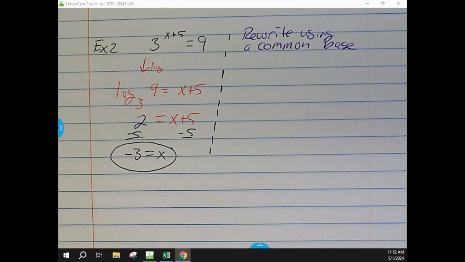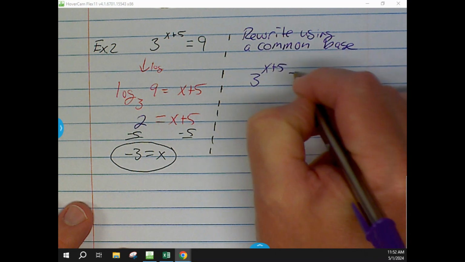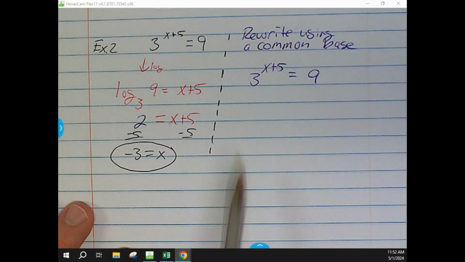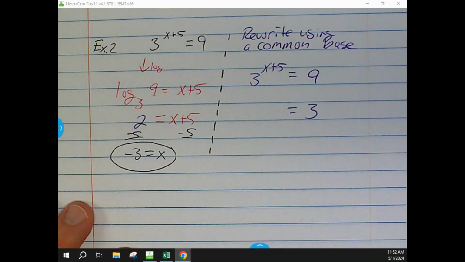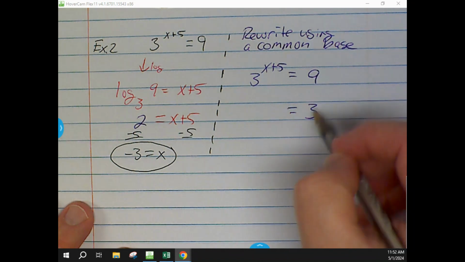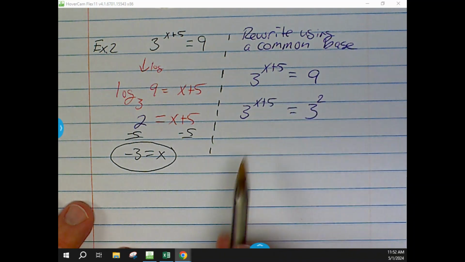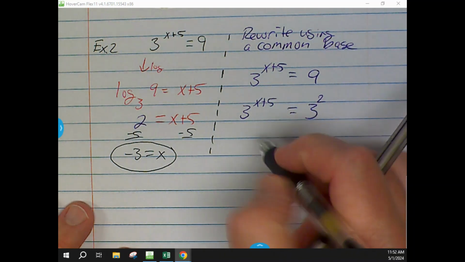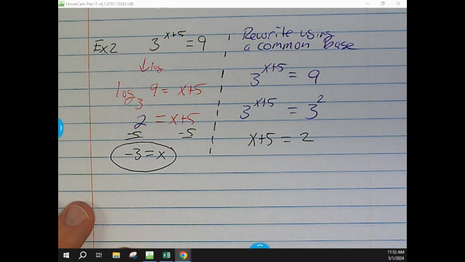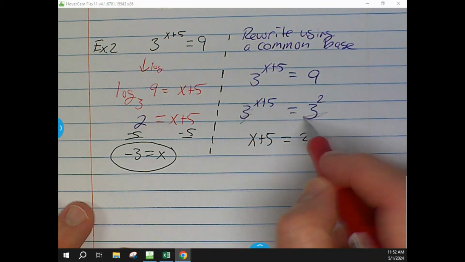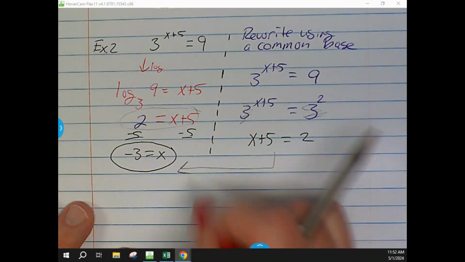But if they tell you to rewrite with a common base, here's basically what we're going to do. So we've got 3 to the x plus 5 equals 9. So again, they're telling you this one is base 3. So they're telling you for this part over here, you have to rewrite it as base 3. But okay, that 9 is 3 times 3, right? So it's 3 squared. So we've got 3 to the x plus 5 equals 3 squared. And again, once the bases are the same, then you're just going to do the top part, what's in the exponents. So once you got the bases the same, then basically you can just chunk them out and get rid of them. So now we got x plus 5 equals 2. Same thing you had here. So then we got our answer there would be -3.